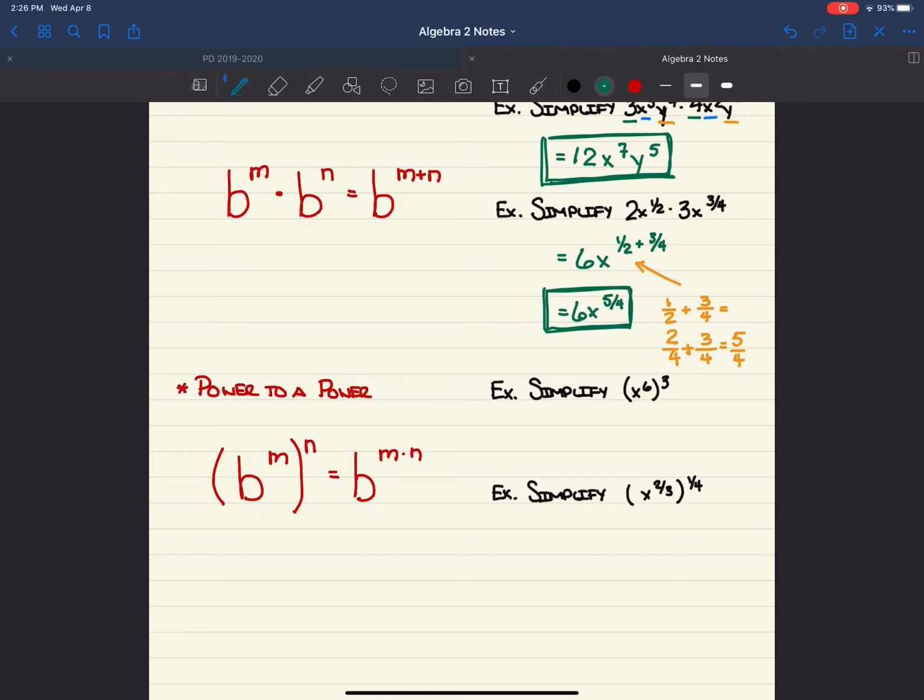Again, I'm going to do a couple of examples over here. If we start with the first one, it says simplify x to the sixth and then quantity cubed.